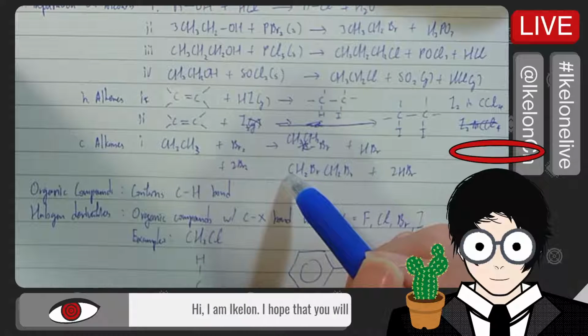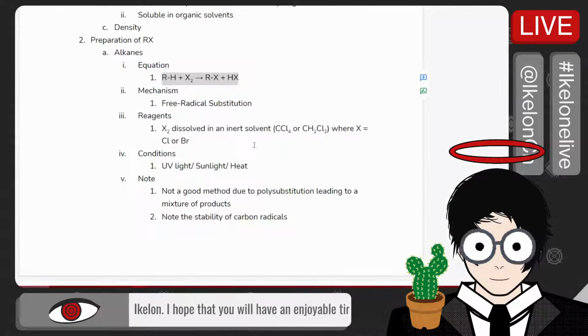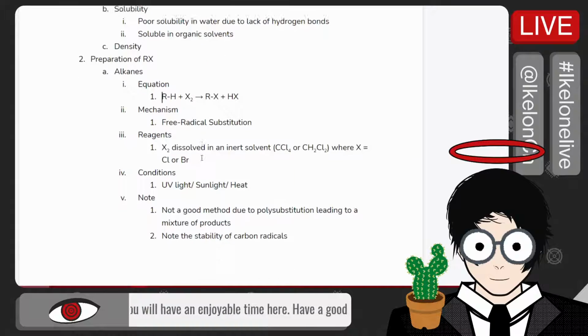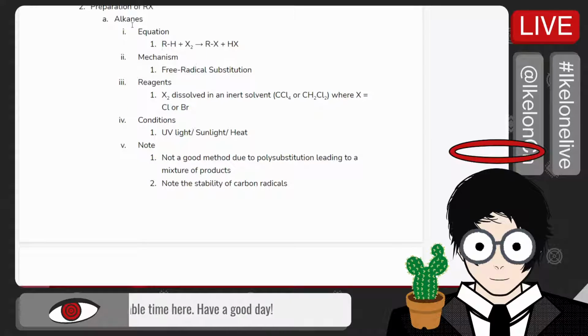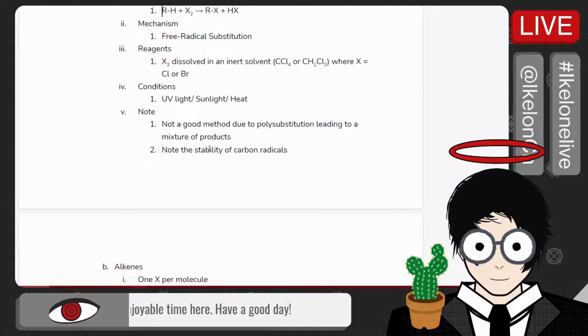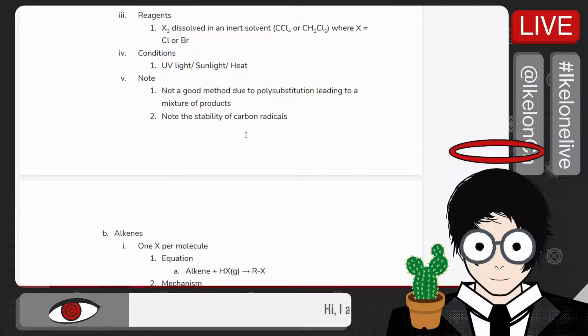Let me go through the reagents and conditions because I didn't go through them. So yeah, this is detailed notes for alkanes, which we just went through. So I guess I'll just read it aloud. The reagent would be X2 dissolved in an inert solvent like CCl4, and the condition would be UV light or sunlight or heat. So the note is that polysubstitution may occur, like I said just now. And we have to note the stability of the carbon radicals, because the more stable carbon radical will be the major product.